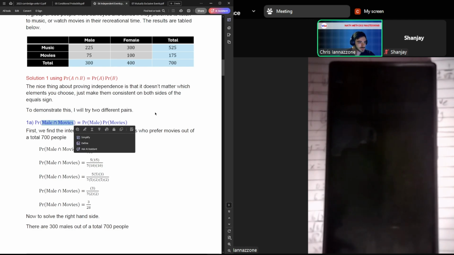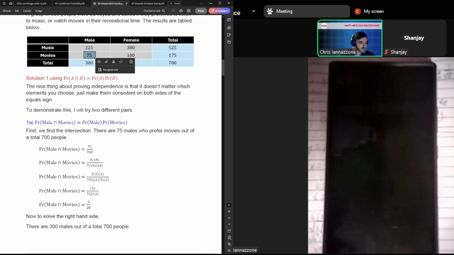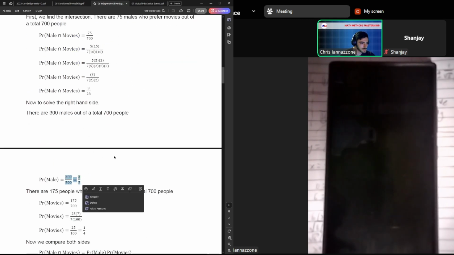In this case, I've chosen male movies. The intersection there is going to be 75 out of a total 700. Simplify, simplify, simplify. And then you just compare to the right-hand side. So probability of male, 525 out of 700. Oh, sorry, male's over here, 300. So 300 over 700 is going to be your male.